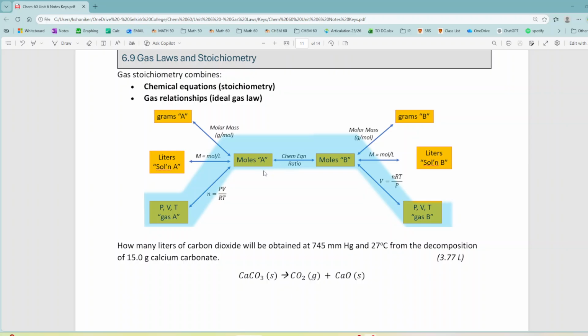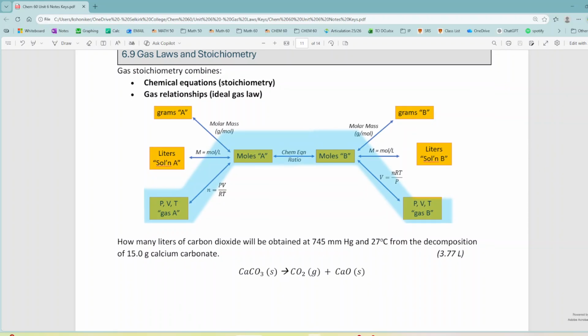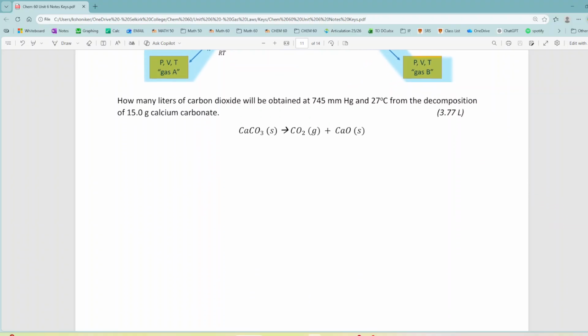Then once you have the moles of a species, you can go mole to mole, and from that species they could then ask you, how many grams do you have of that species? How many liters do you have of this species? Or what's the molarity of that species? And then maybe they want to know the pressure or volume or temperature of another gas in the equation. So let's look at some examples to see what I mean.